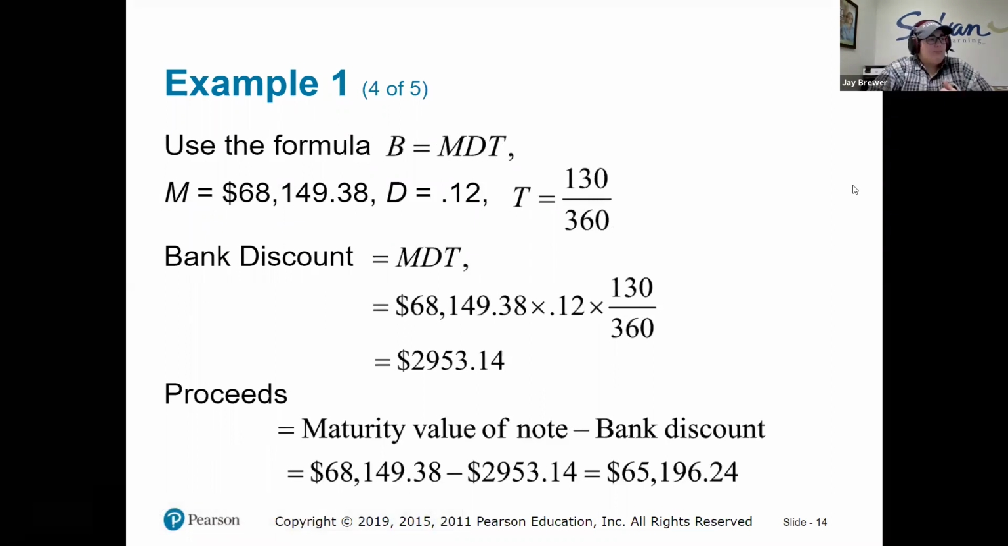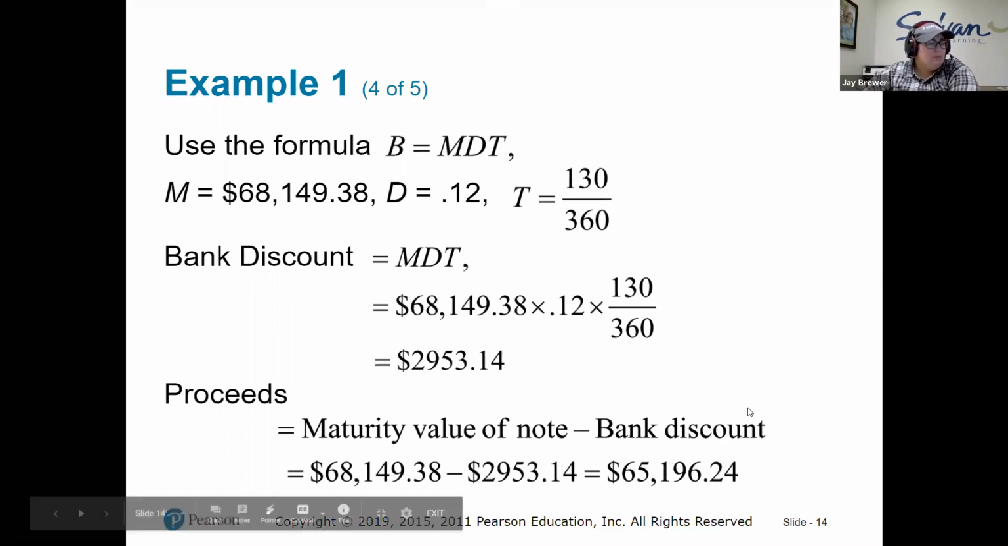Here we're going to find the bank discount. Okay, remember they're taking that full maturity value times the rate times the time, that time difference. And then they're also finding the proceeds, which is the amount that they actually will be receiving.